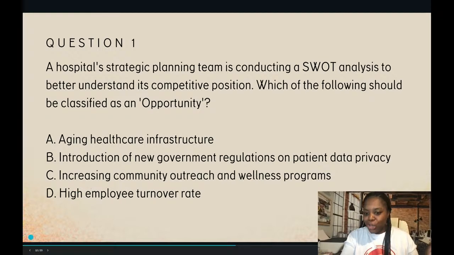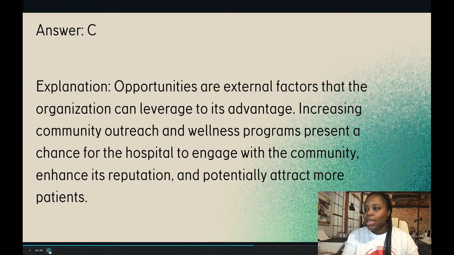So the answer here, I see a lot of C's. The answer here is C. That is correct. So opportunities are external factors. So increasing community outreach and wellness programs is going to be an external opportunity for the organization. So for those that picked C, good job. All right, let's go to the next question.